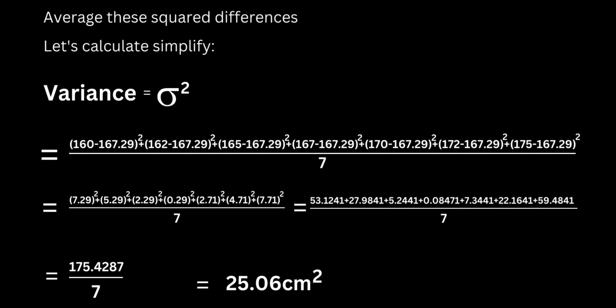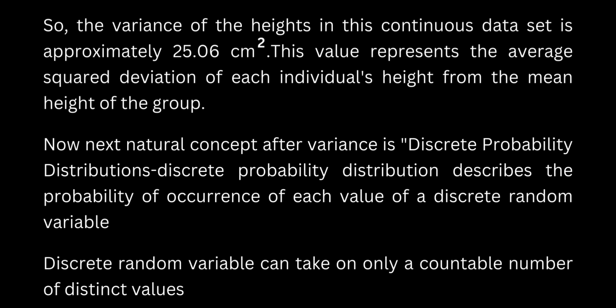175.4287 divided by 7, which is equivalent to 25.06 centimeter square. So the variance of heights in this continuous data set is approximately 25.06 centimeter square. This value represents the average square deviation of each individual height from the mean height of the group.